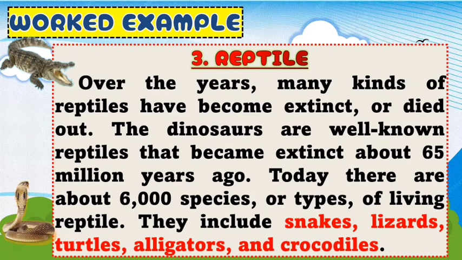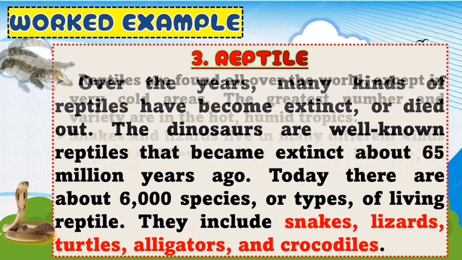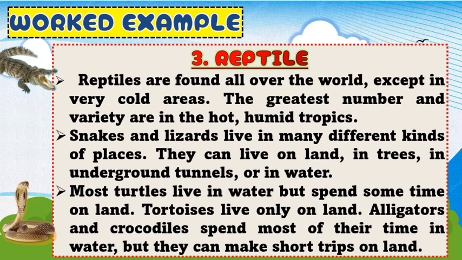They include snakes, lizards, turtles, alligators, and crocodiles. Reptiles are found all over the world, except in very cold areas. The greatest number and variety are in the hot, humid tropics. Snakes and lizards live in many different kinds of places. They can live on land, in trees, in underground tunnels, or in water. Most turtles live in water, but spend some time on land. Tortoises live only on land. Alligators and crocodiles spend most of their time in water, but they can make short trips on land.